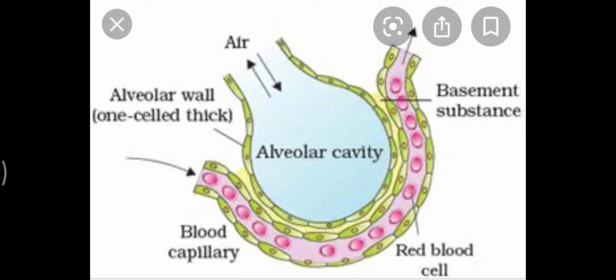So all the factors at the alveoli level favor the exchange of gases or diffusion of oxygen. That is, a large surface area is there, a rich supply of blood is there, and a very thin membrane is there, having a thickness of less than 2 millimeter. This is a detailed account of the exchange of gases.